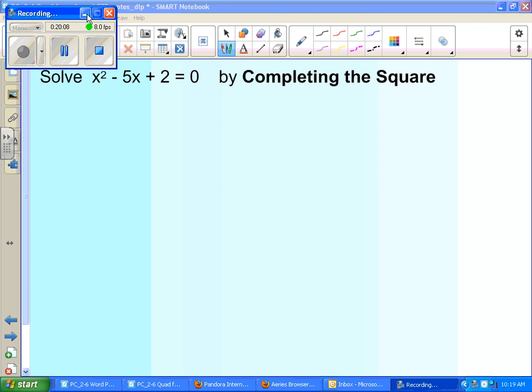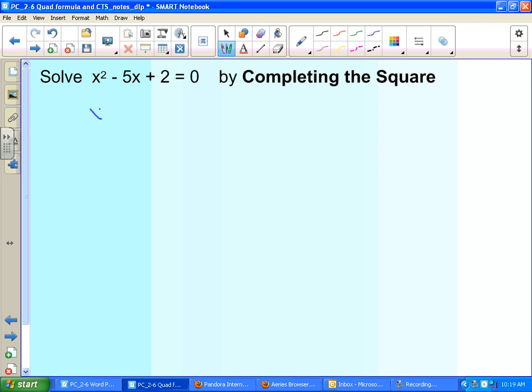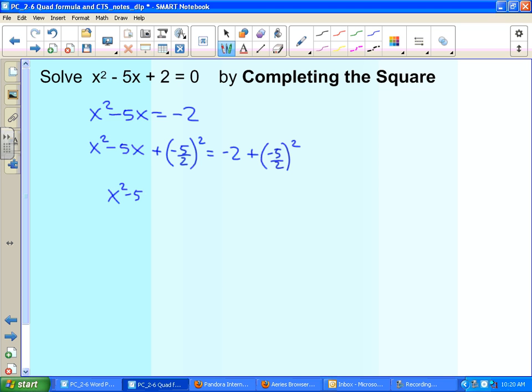So here's what we have. A lot of us moved the 2. Great idea. And then we took half of the middle term. Again, half of -5 is -5/2. And I'm squaring it. So here's what I'm doing. Taking half of -5/2 and I'm squaring that. And I'm putting that on both sides. You guys didn't show that step. You went right to this.